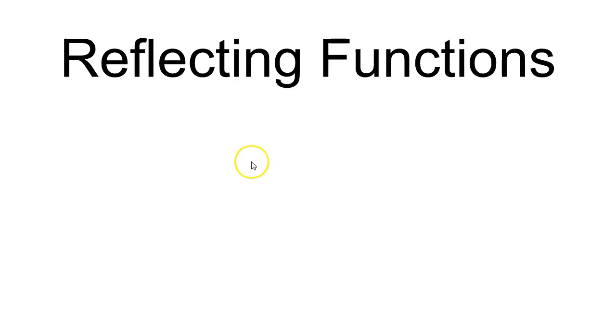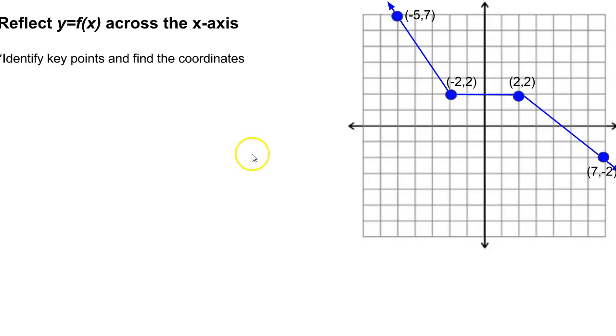So now we're reflecting functions. Reflect y equals f of x across the x-axis. What is our line of symmetry? It's going to be the x-axis. We're reflecting across this axis. Identify key points and find the coordinates again. Same function from the last one, so I identified the key points already.